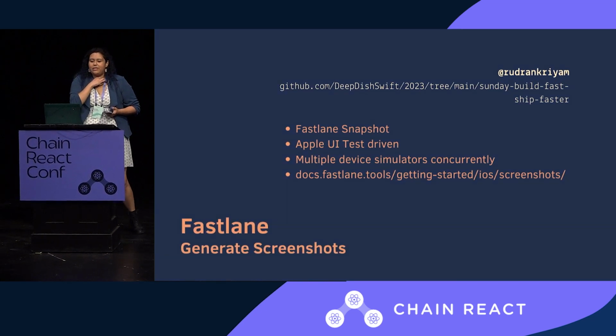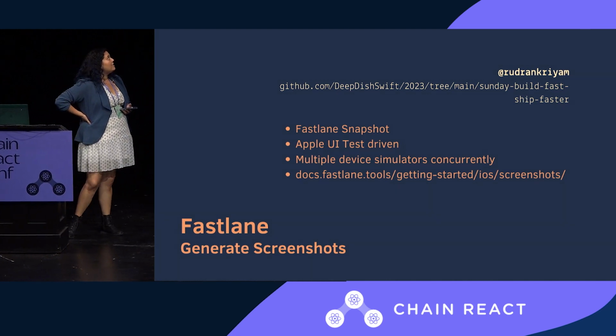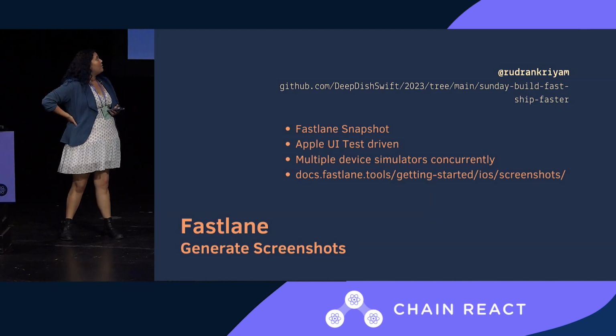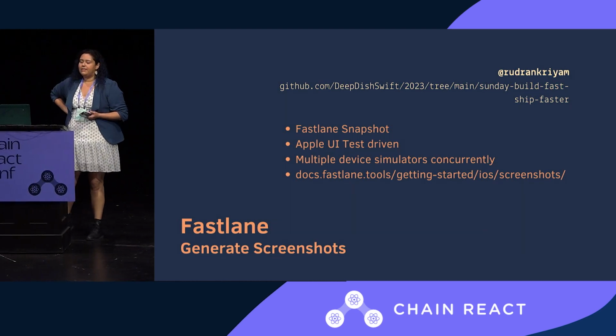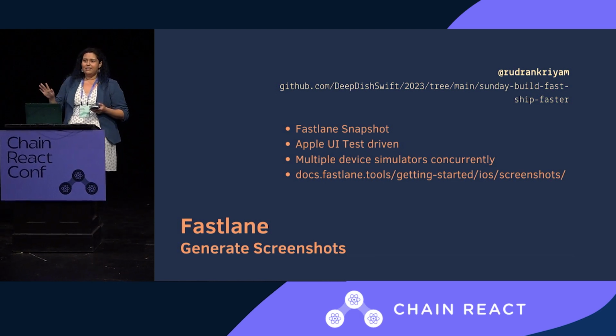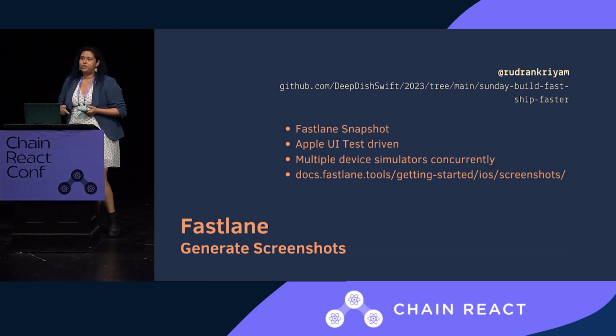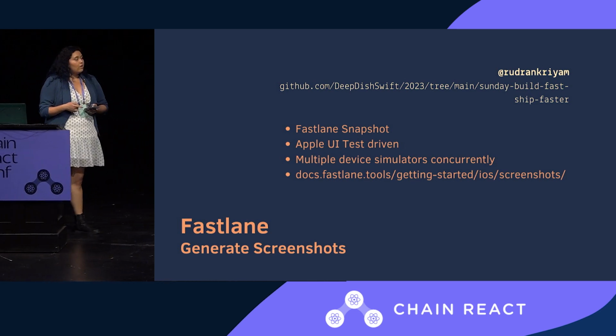I talked about generating screenshots. Hat tip to Ranjak Ram for this. He did a talk at Deep Dish Swift where he talked about how you can do this with Fastlane Snapshot. It's driven with Apple UI and essentially takes snapshots of your UI tests in order to generate them for the app stores. So you can do that dynamically when you're already taking your tests. So there's some talks on how to get started with that.